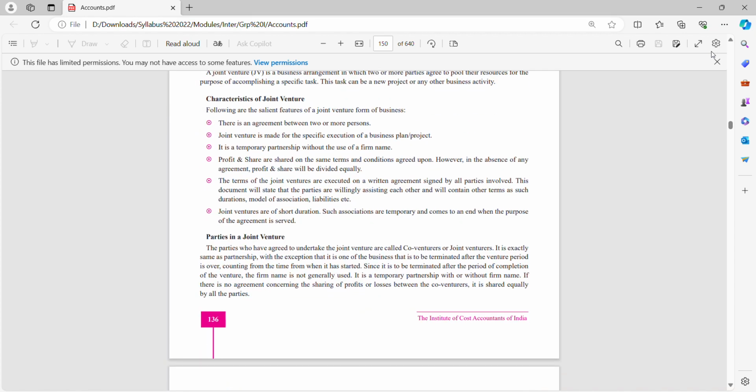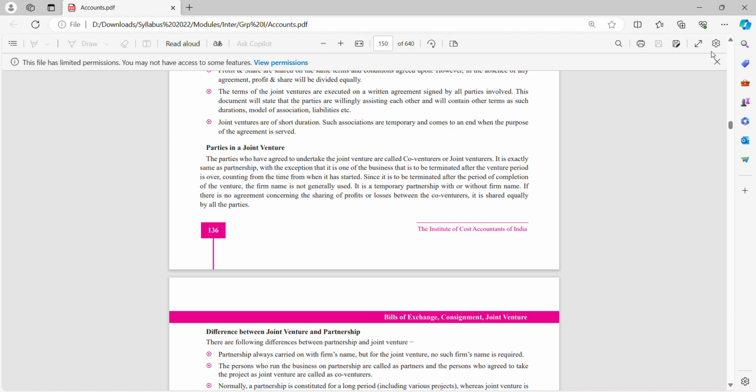Then we have parties in joint venture. The parties who have agreed to undertake joint venture are called co-venturers or joint venturers. It is exactly the same as partnership, with the exception that it is a business that is to be terminated after the venture period is over, counting from the time it has started.